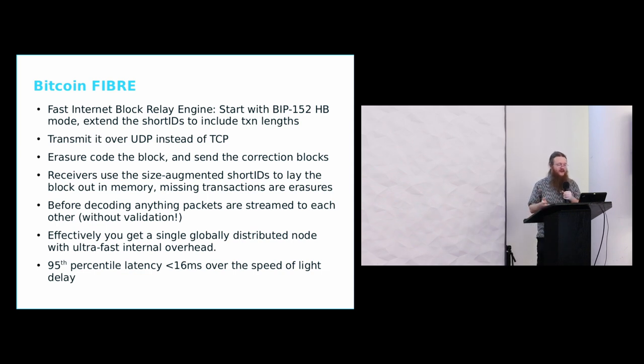And what this actually achieves in practice, on Matt's relay network that uses this, is 95th percentile latency under 16 milliseconds over the speed of light delay. Speed of light delay is how long it takes to get one byte from one end of the world to the other. And 95% of the time, the system transmits the entire block in under 16 milliseconds above that, which is pretty good. It could be better.